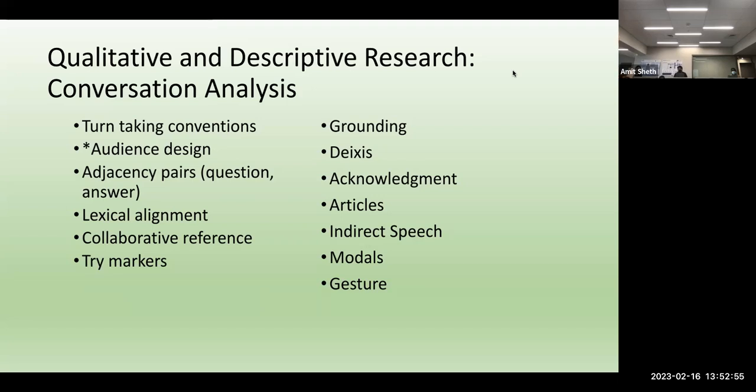Deixis, these are terms that only make sense in a particular context. So I can say "that table," and the meaning of that depends on, if I say that table, I'm looking at this one here. If I say that table, you know that that matches this table here. Acknowledgement, so I'll say something and I'll be looking at you guys while I'm talking to see if you seem to be tracking, or if you're looking at your laptops or your phones or whatever, to make sure that I'm saying something that makes sense to you.